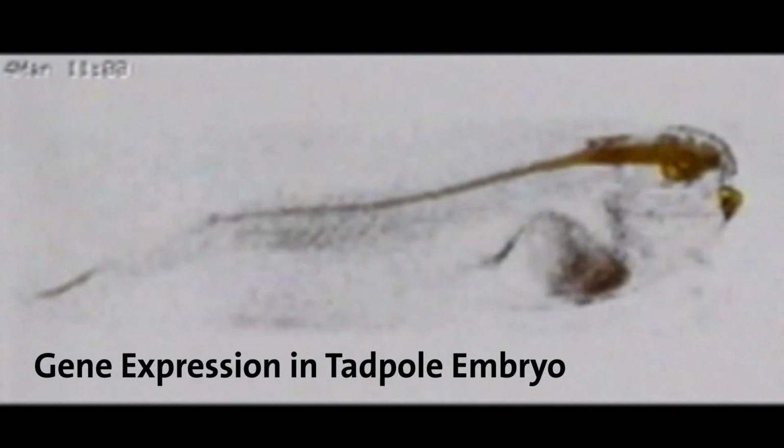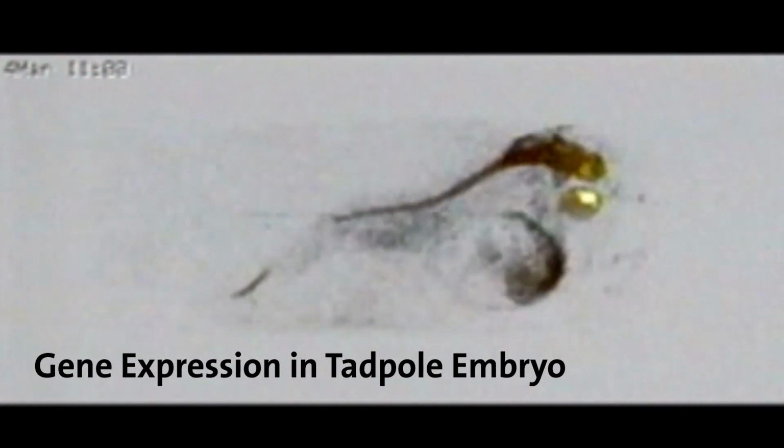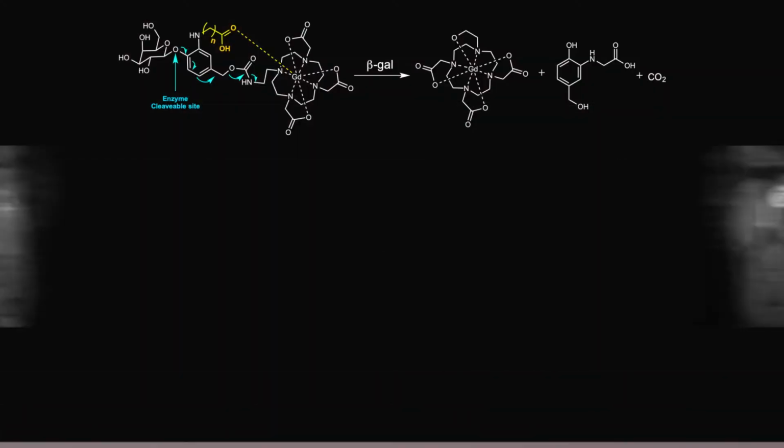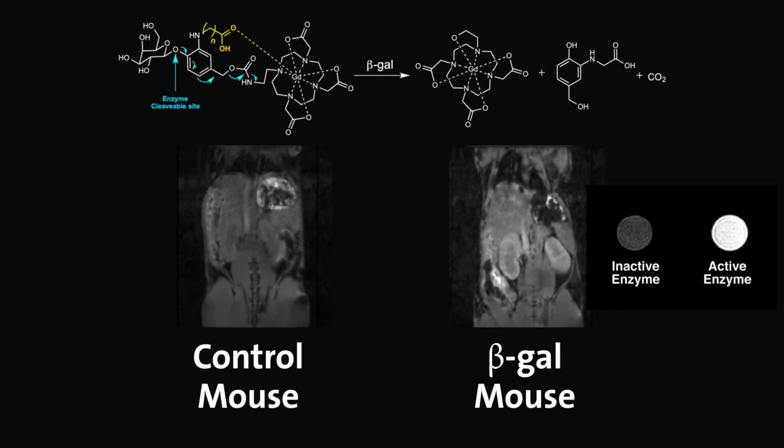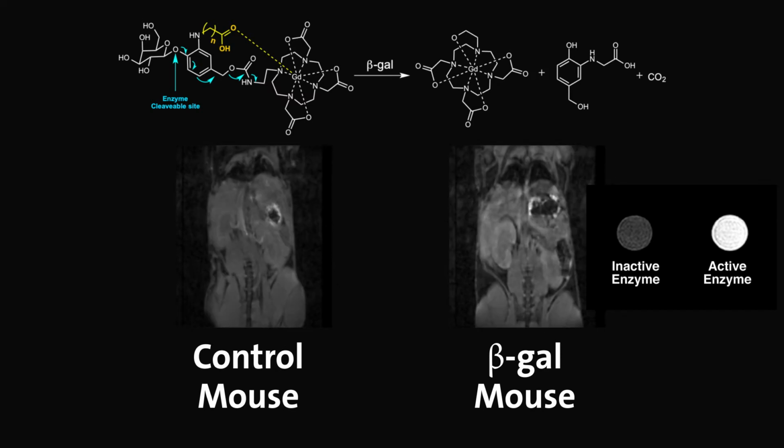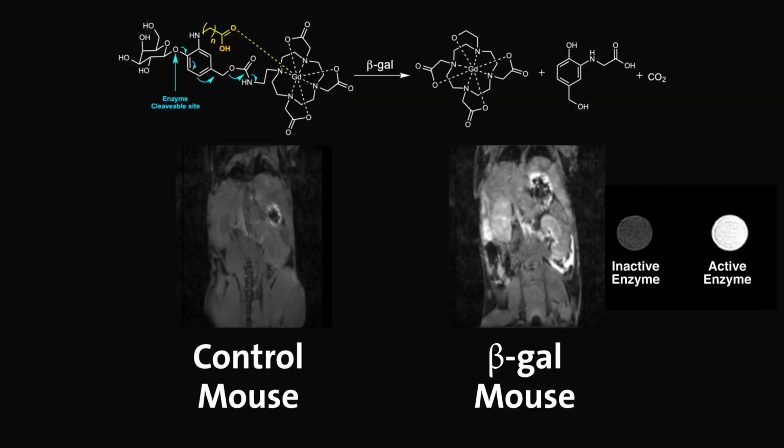No slicing or dicing. In one experiment, we used beta-galactosidase as a reporter gene for a developmental process in amphibians and mice. We injected the agent into the embryo, and as the animal grew, the agent was turned on at specific developmental stages following the gene of interest. When that gene is activated, it turns on the agent, and we see it in the image.